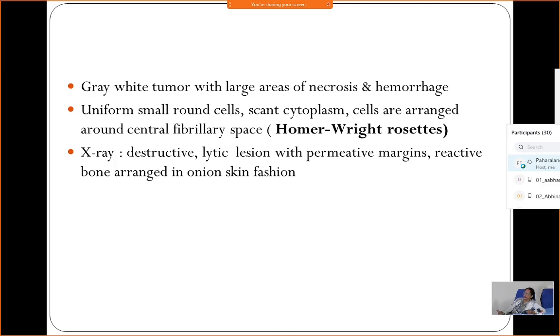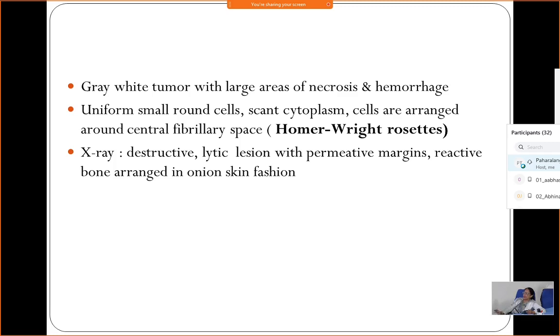Homer-Wright rosettes. Now you will hear this terminology again and again because we use this terminology for neuroblastoma as well as medulloblastoma and retinoblastoma. So all these tumors will show Homer-Wright rosettes. That pink material, which looks like neural material, is the center of these rosettes. And all those rosettes which have this neuropil-like material in the center, we call Homer-Wright rosettes.